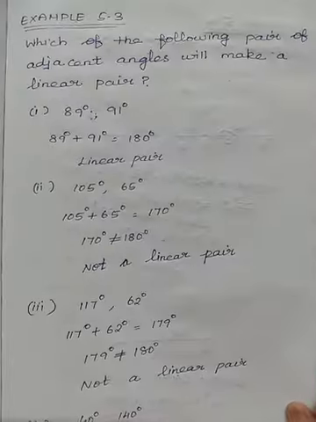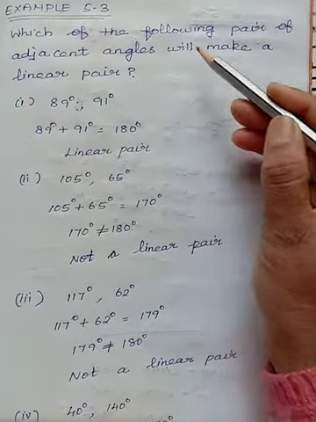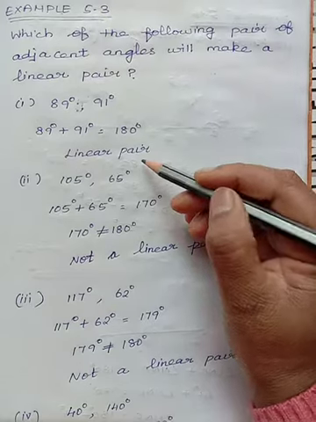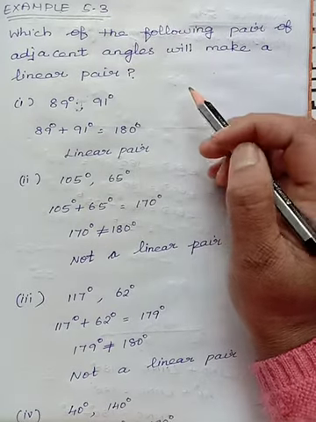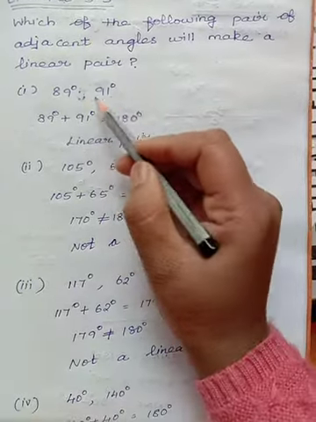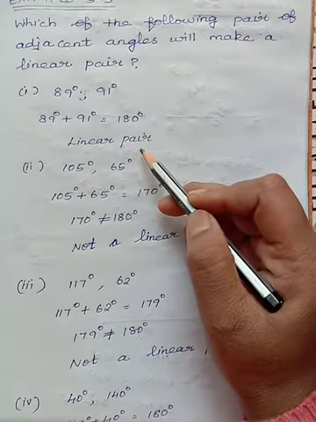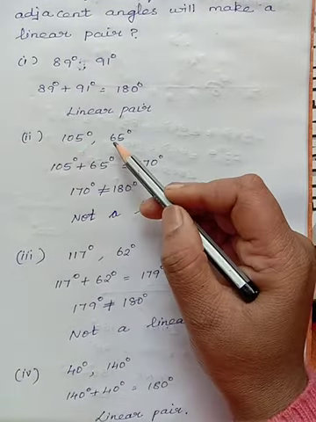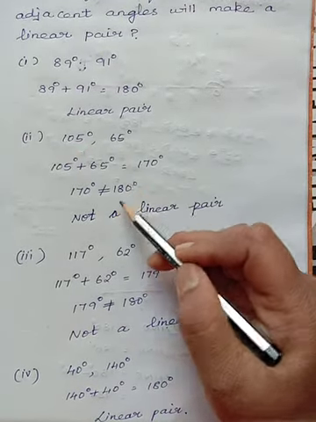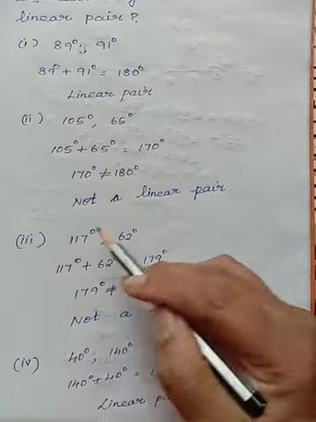Next is example 5.3. Which of the following pairs of adjacent angles will make a linear pair? When you add adjacent angles, you should get 180 degrees so that it is linear. Now let us add these two adjacent angles. 89 degrees plus 91 degrees is 180, so it is a linear pair. 105 degrees plus 65 degrees is 170, which is not equal to 180 degrees, so it is not a linear pair.